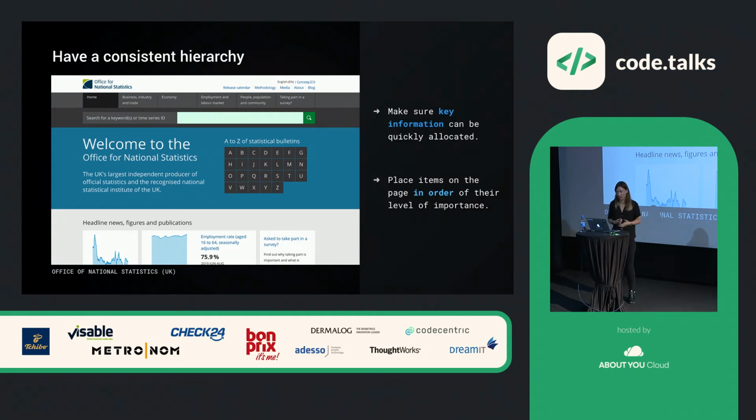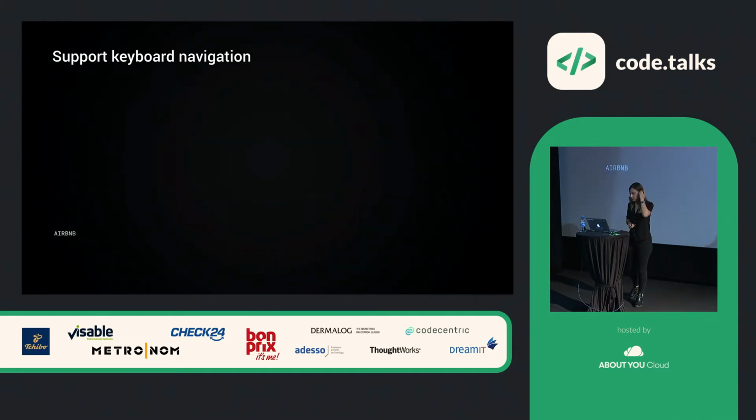So some tips here. Make sure that the key information can be quickly located on the first scan of the page, and place items in order of level of importance. If it's difficult for us sometimes to find things on a website, think about someone who has a cognitive impairment, or some dyslexia, or something that makes it more difficult to understand what's going on there. You need more time. So try to make it as easy as possible for users to start their goal.